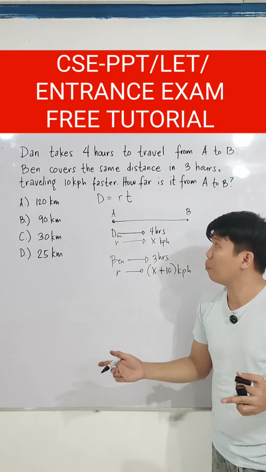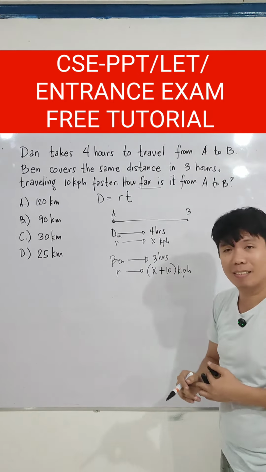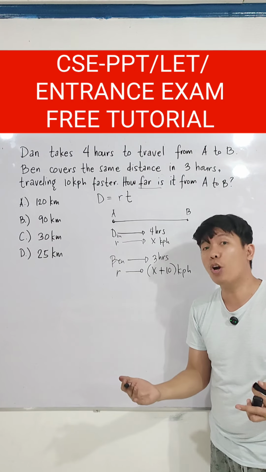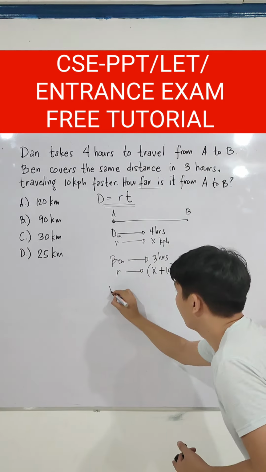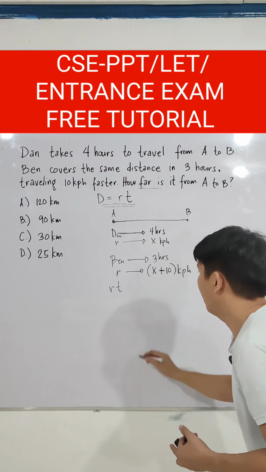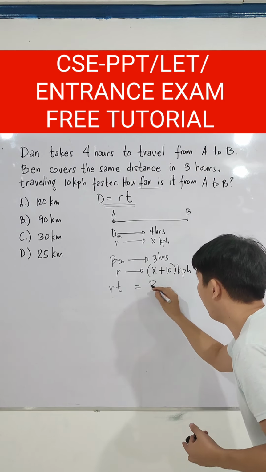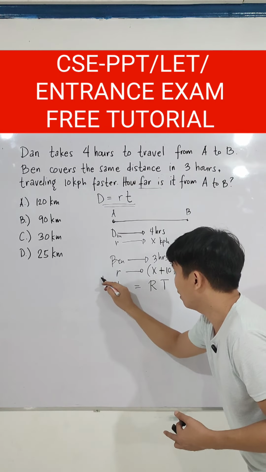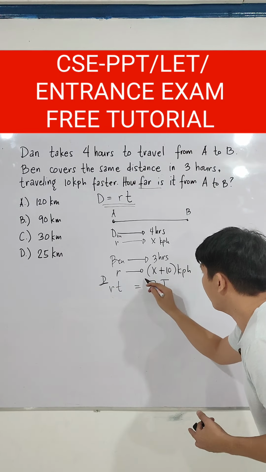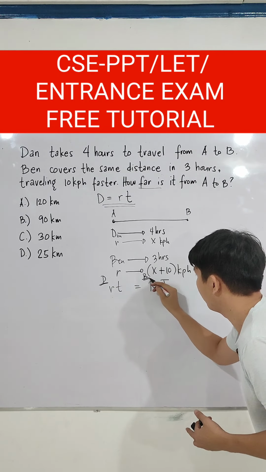Now, what is being asked in the problem? It is the distance. Therefore, let us use the formula in getting the distance. That is simply rate times time is equal to rate times time. Let this be the parameters representing Dan's travel, whereas here is for Ben.